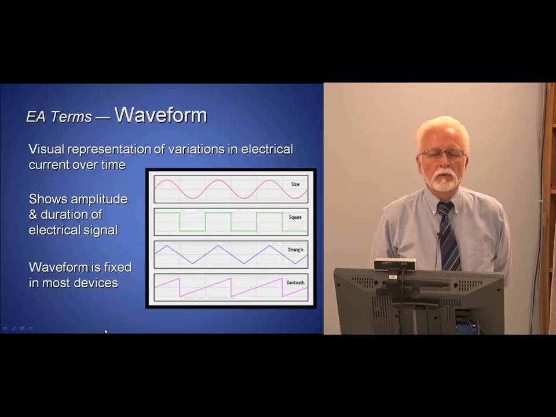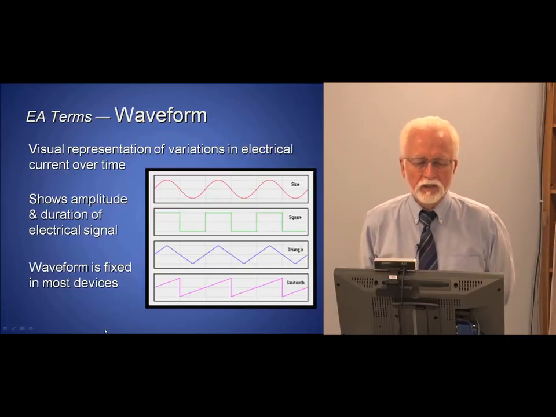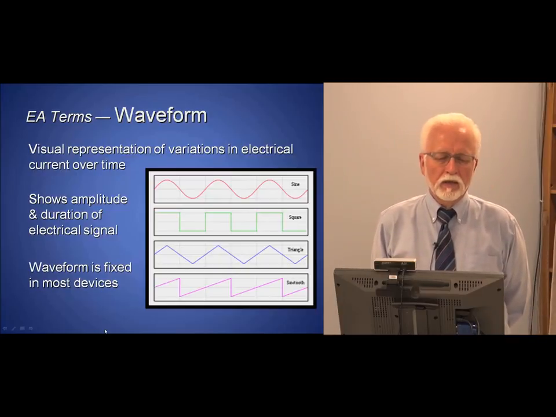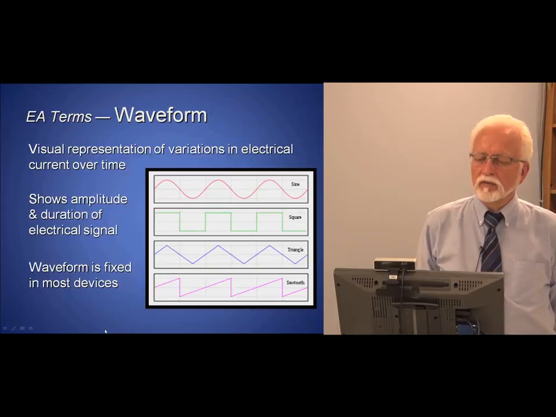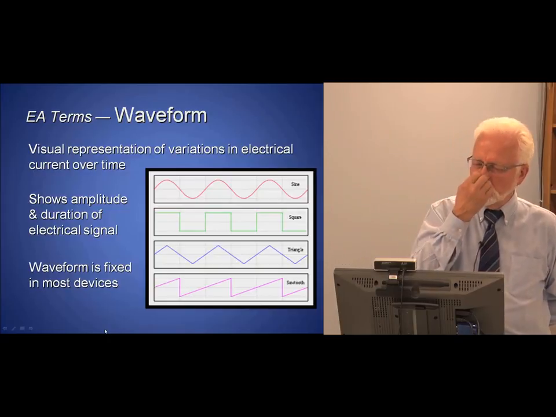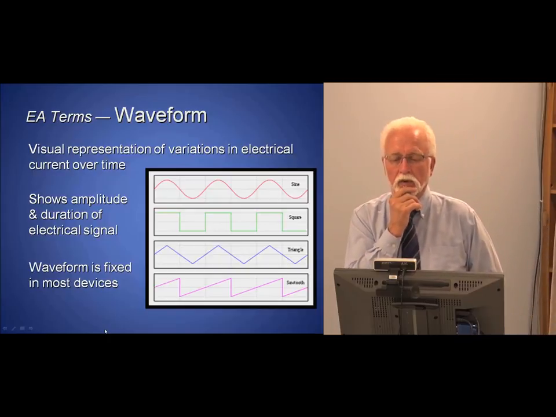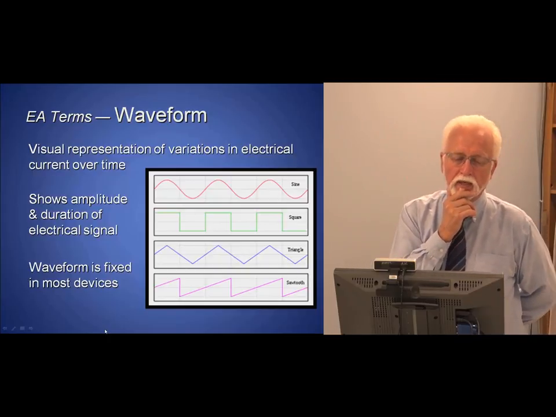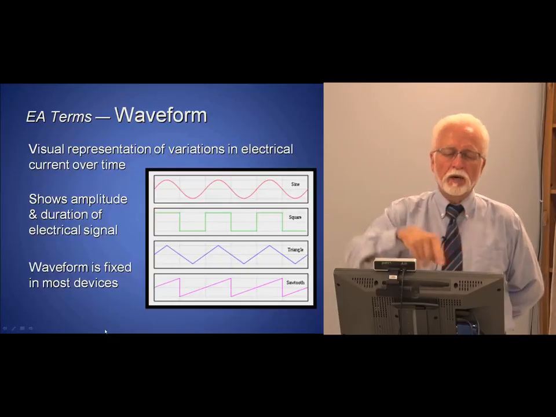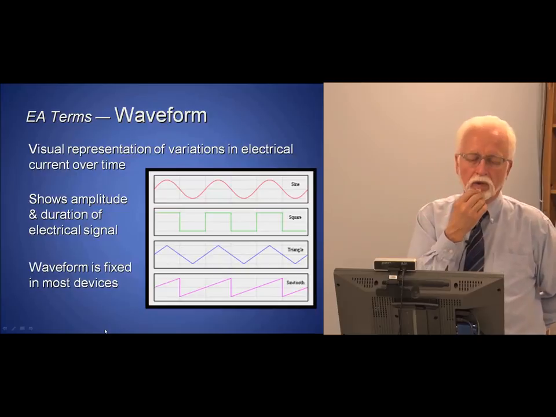So here's another term. We're going to come back to all of these as we go through and get into the treatment part later on. Waveform. Waveform is a visual representation of the variation in electrical current over time. So, here are some samples of sine wave, square wave, triangle wave, sawtooth. It shows how much current is being sent and the duration of the signal.